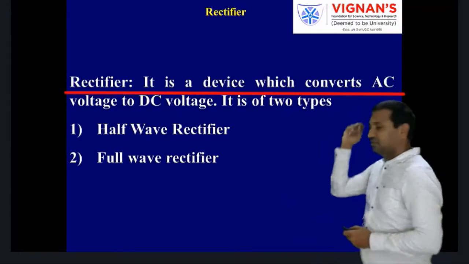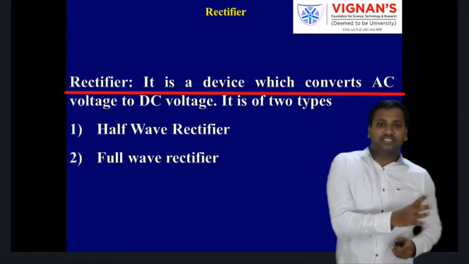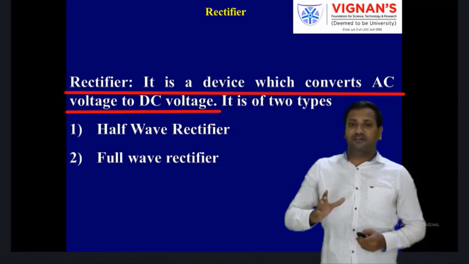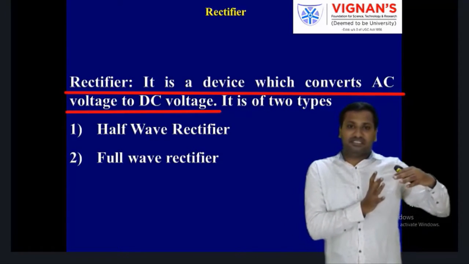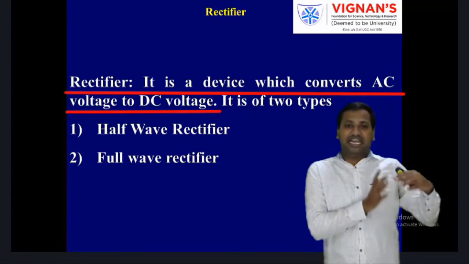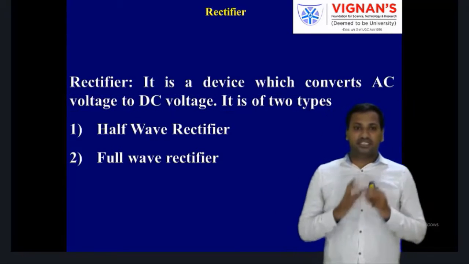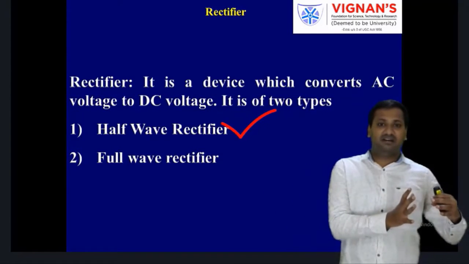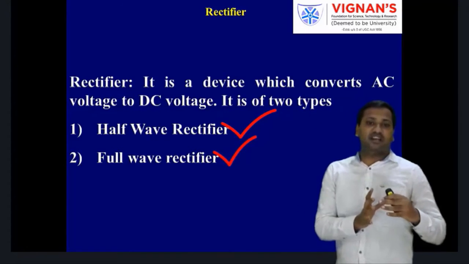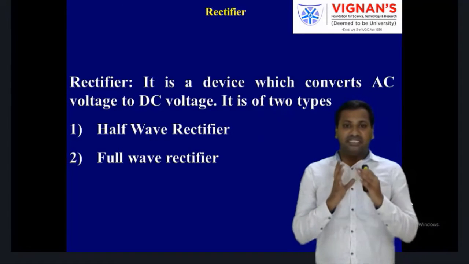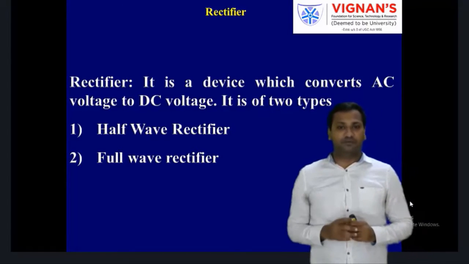A rectifier is a device which will convert whatever given input AC voltage to an output of a DC voltage. Depending upon the number of cycles it will rectify of its input, it is divided into two types. They are the half wave rectifier and the full wave rectifier. Is it clear? Half wave rectifier and full wave rectifier. This classification happens depending only on the number of cycles it will rectify of the given input waveform.